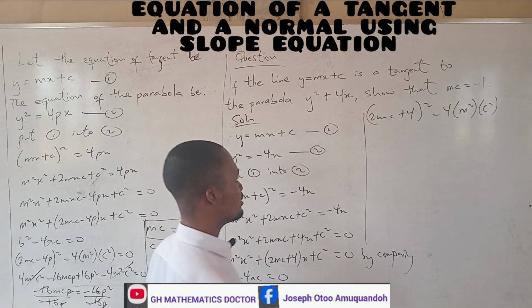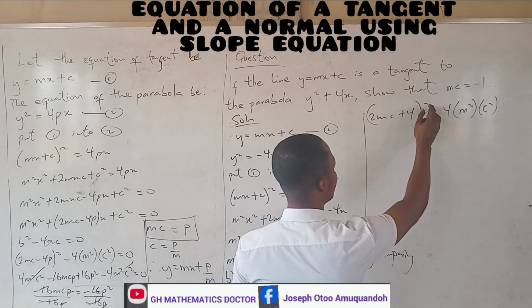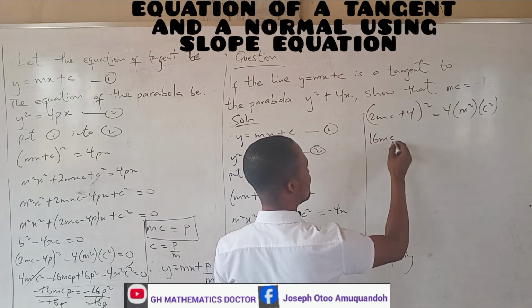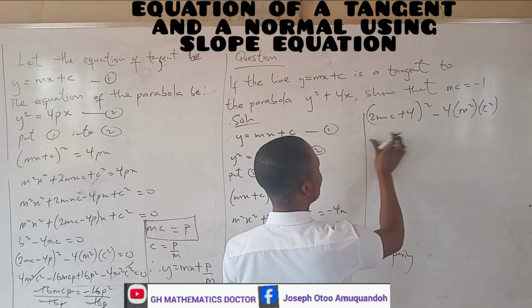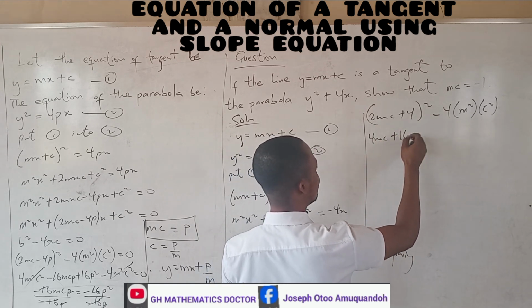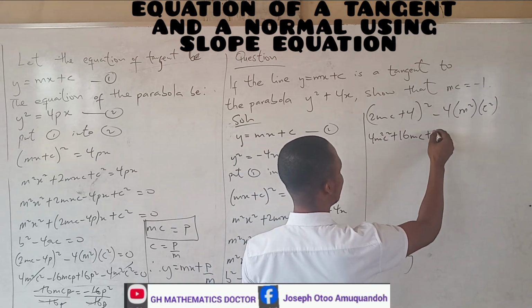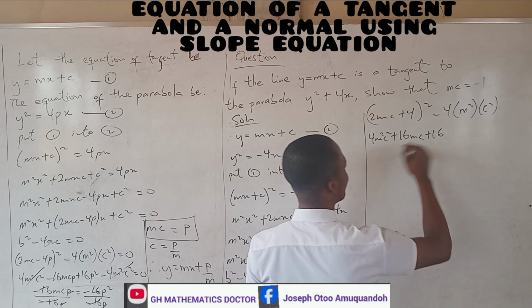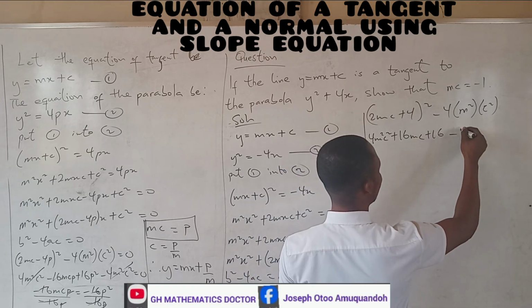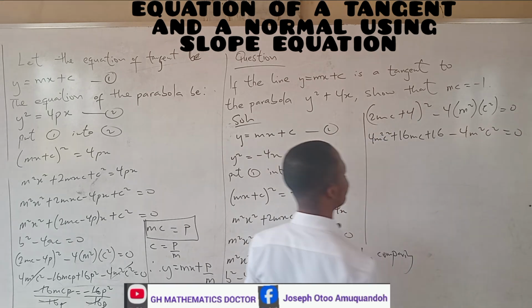So let's expand the brackets. This will give you 8 times 2, 16mc. For the first one, this is 4m squared c squared. Then this will give you the 16mc. Then we have 16, then minus 4m squared c squared equal to 0.